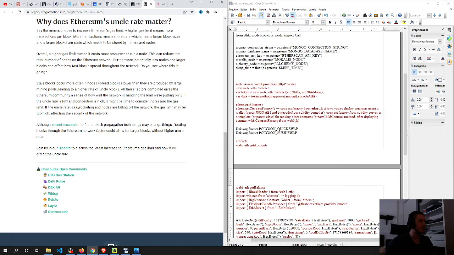All these factors combined give the Ethereum community a sense of how well the network is handling the load we're putting on it. If the uncle rate is low and the congestion is high, it might be time to consider increasing the gas limit. If the uncle rate is skyrocketing and nodes are falling off the network, the gas limit may be too high, affecting the security of the network. Although recent research into faster block propagation technology may change things, routing blocks through the Ethereum network faster could allow for larger blocks without higher uncle rates.